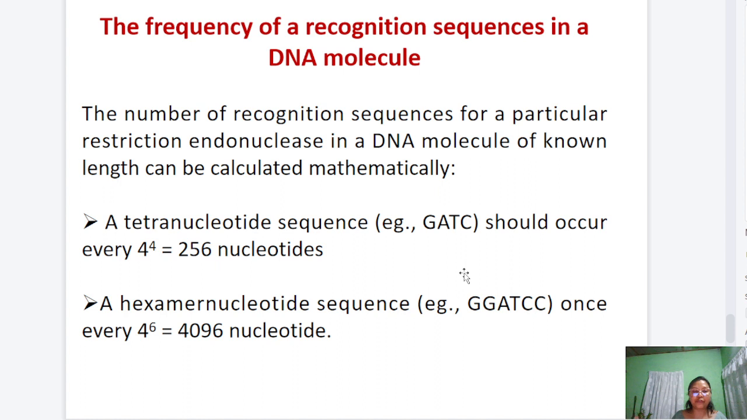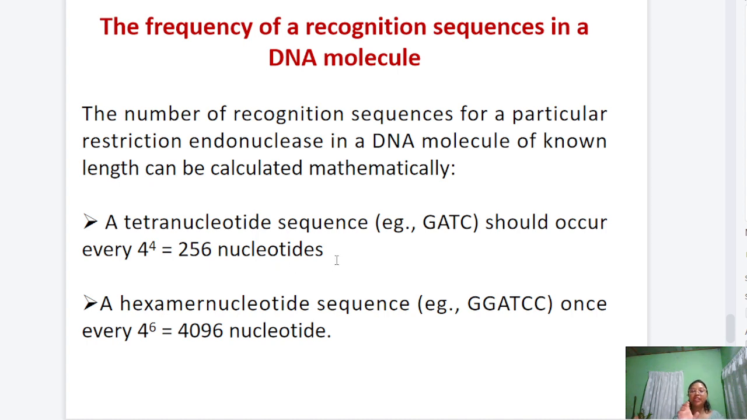So the number of recognition sequences for a particular restriction endonuclease in a DNA molecule of known length can be calculated mathematically. First, if a restriction enzyme identifies a tetranucleotide sequence, like for example here we have GATC, how many times will it occur? It should occur once every 4 to the power 4, that is 256 nucleotides.